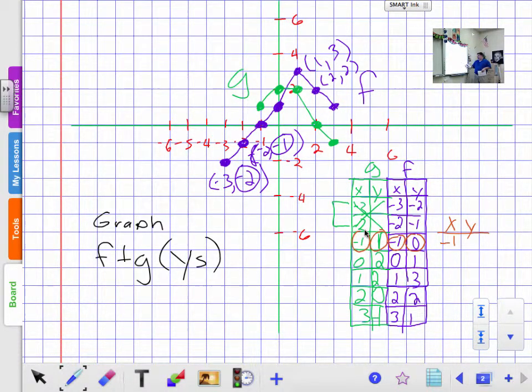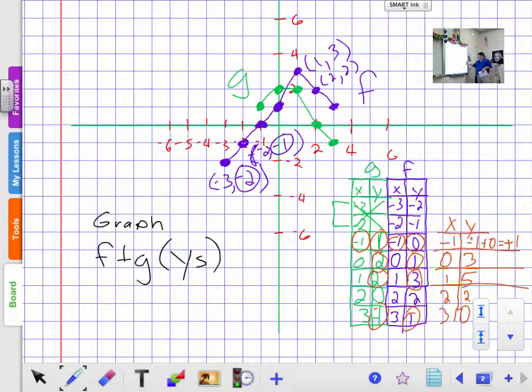And then my y value should be -1 plus 0, which is -1. Here my x value is 0, but I should have 2 plus 1, which is 3. Here my x value is 1, but my y value should be 3 plus 2, which is 5. At 2, I should have 0 plus 2, which is 2. And then at 3, I should have -1 plus +1, which is 0. Shouldn't that first one be a positive one? Oh yeah, I'm sorry, it's a +1.